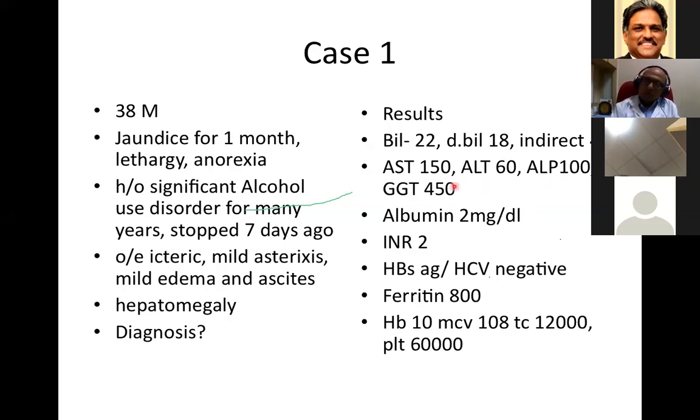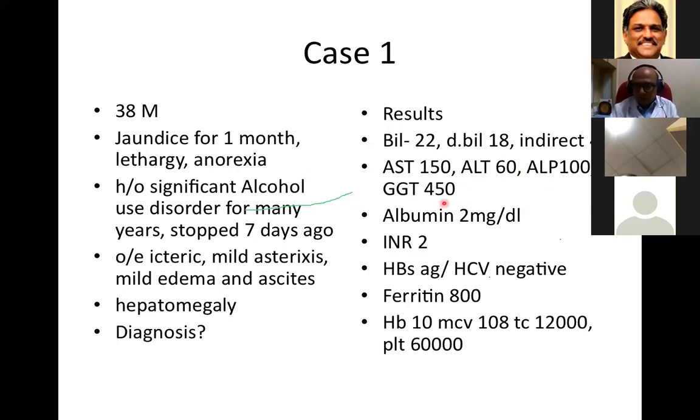Now, one of the things you can look at is the AST to ALT ratio, and in alcoholic hepatitis, usually it's greater than 2. So most of the people, when you have a jaundice, alcohol history, and relatively low transaminases like this, if you look at the ALT and the AST is more than 2 times the ALT, it is another way of telling that this patient may have alcoholic hepatitis.